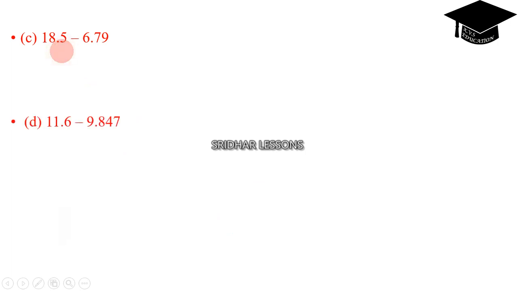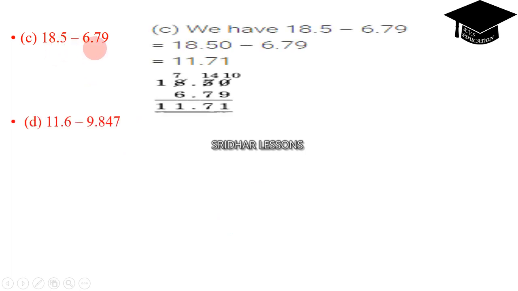Next problem. 18.5 minus 6.79. We can write 18.5 as 18.50 and as usual 6.79. 0 here, so we have taken 10 as borrow. 10 minus 9, 1. Next, 14 minus 7, 7. Next, 17 minus 6. 7 minus 6 is 1. So 1 minus 0 is 1. So the result is 11.71.